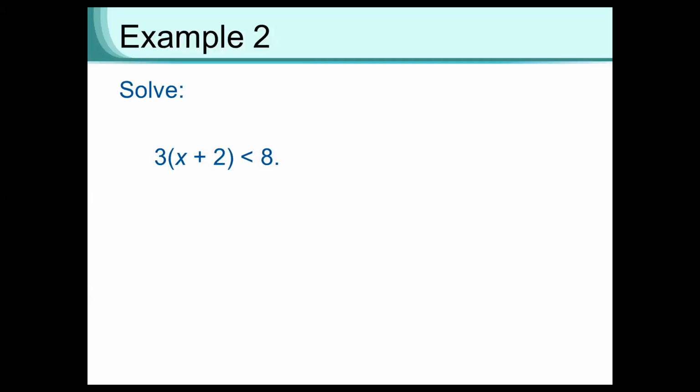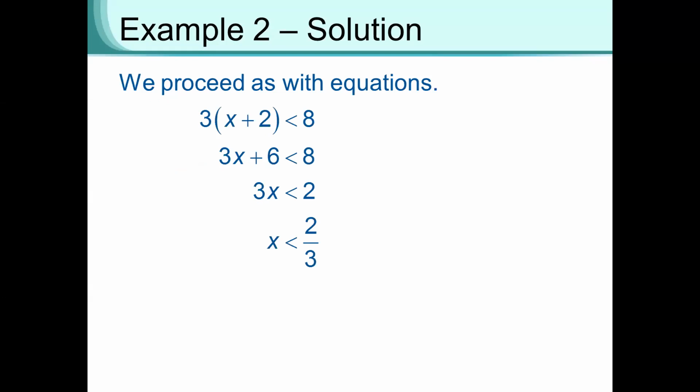So let's look at the example that's in the book. Example 2 says solve 3 times (x plus 2) less than 8. Here I've got a parenthesis, so of course I've got to get rid of it first because of the order of operations. We multiply 3 times x, which gives us 3x, and then 3 times 2, which gives us 6. So we get 3x plus 6 is less than 8.